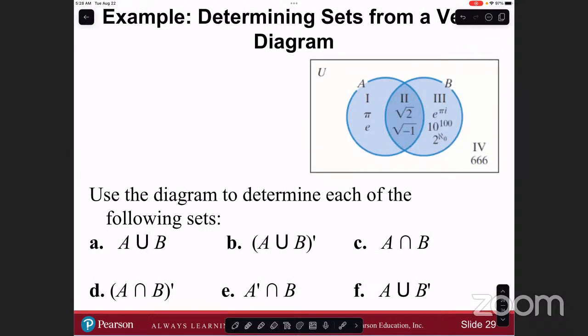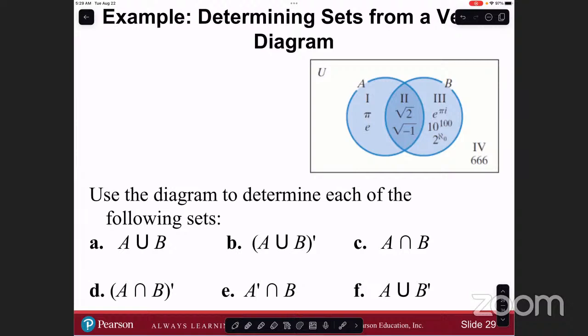So use the diagram to determine each of the following sets. So then A union B, basically you're going to put all these outcomes together with the exception of the 666. That's fine. B is going to be what? A union B complement. Let me see.